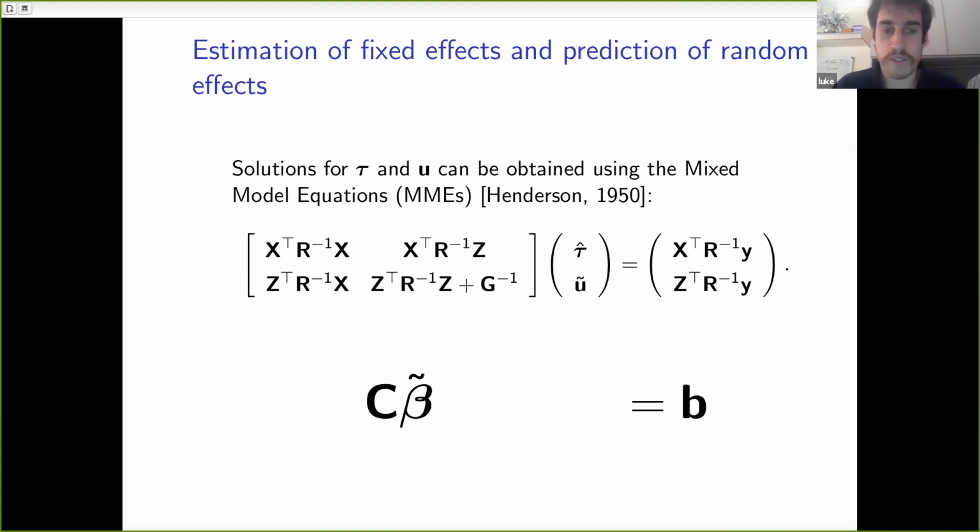To get the best estimates for tau and predictions for U, this is achieved by solving the mixed model equations, which are the MMEs, introduced by Henderson in 1950.